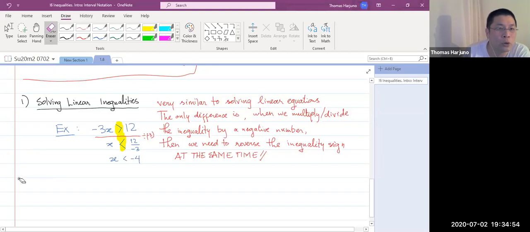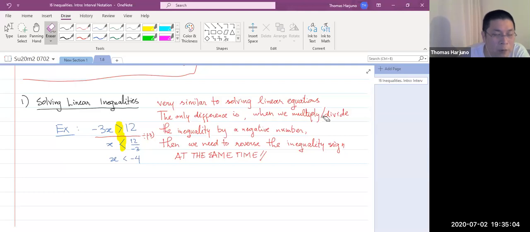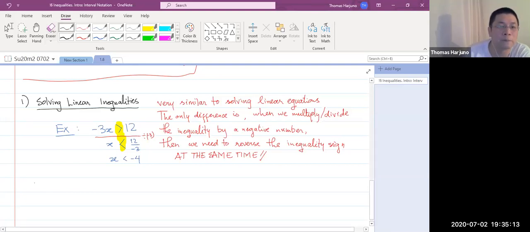So the way you show your work should be like this. But the biggest warning is that when you multiply or divide the inequality by a negative number, either multiply or divide by a negative number, then you need to reverse the inequality sign at the same time. That's actually the only difference in solving linear inequality. Now, let's do an example from the book.